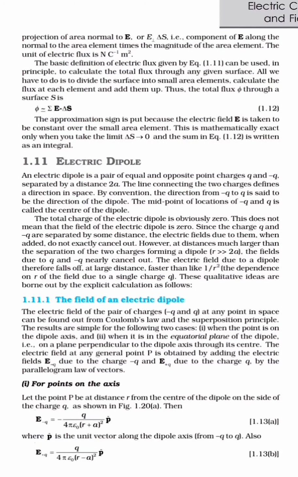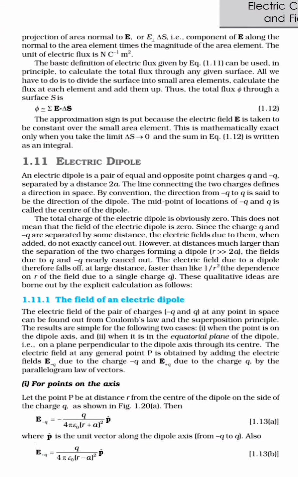1.11.1 The electric field of an electric dipole. The electric field of the pair of charges minus q and q at any point in space can be found out from Coulomb's law and the superposition principle. The results are simple for the following two cases: when the point is on the dipole axis and when it is in the equatorial plane of the dipole, that is, on a plane perpendicular to the dipole axis through its center.